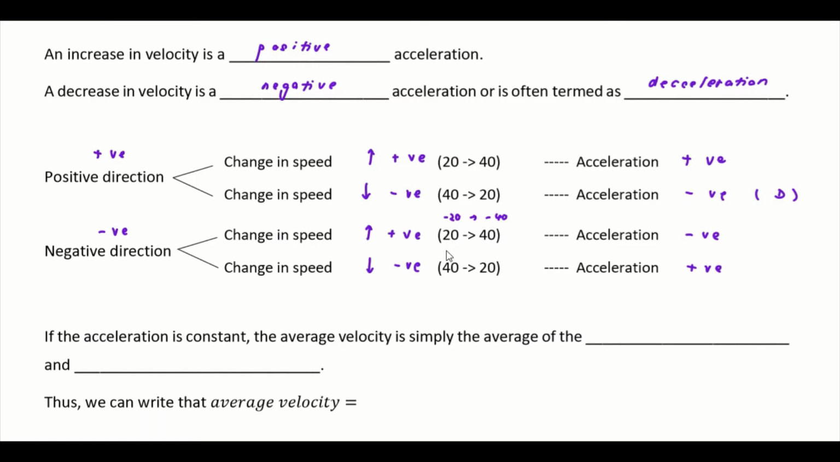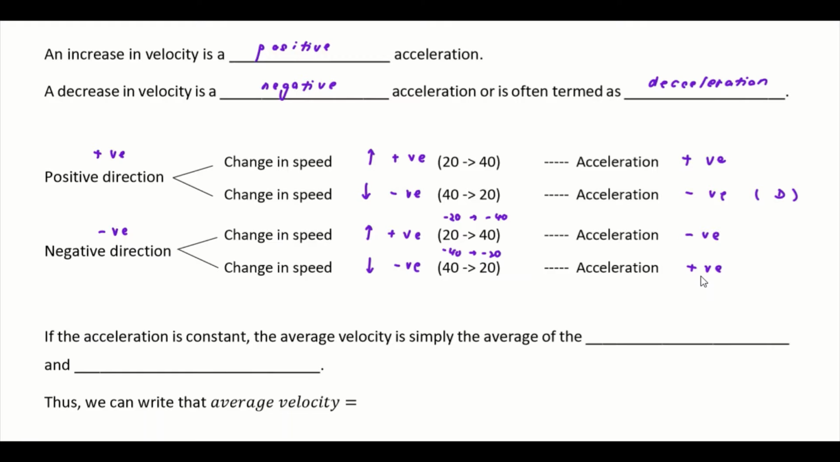Similar to this, although this is negative 40 to negative 20, where the vehicle is actually slowing down, in mathematics negative 40 is lower than negative 20. So when you use negative 20 minus negative 40, you get a positive number. That's why the result is that the acceleration is positive.